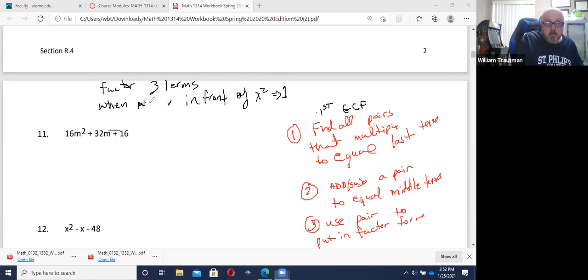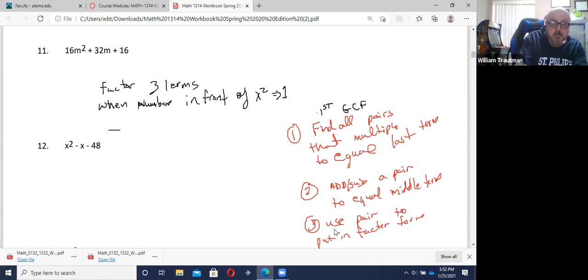When the number in front of x squared is 1. So let's do number 12. It says, step 1, find the GCF. There's no GCF. There's no number that divides in all three, and there's no x over here. So there is no GCF for number 12.